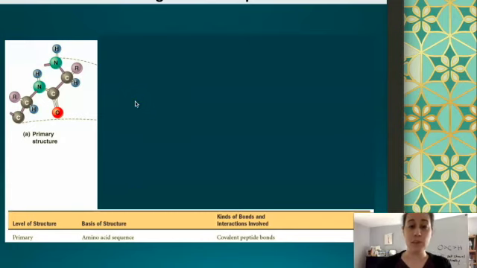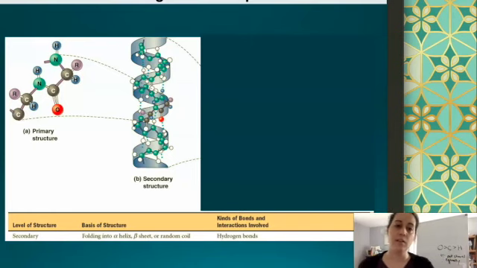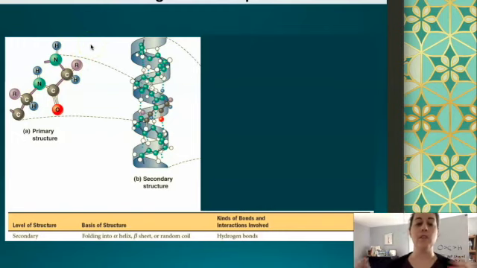So the primary structure is crucial in order to know the function and to predict the folding and the function of a peptide. The second level of structure is the secondary structure, easy enough, and this refers to either alpha helices or beta pleated sheets.